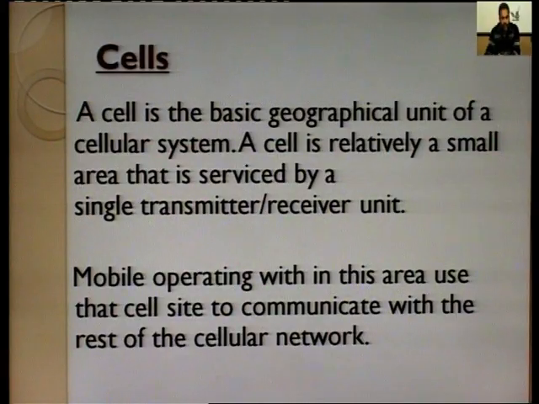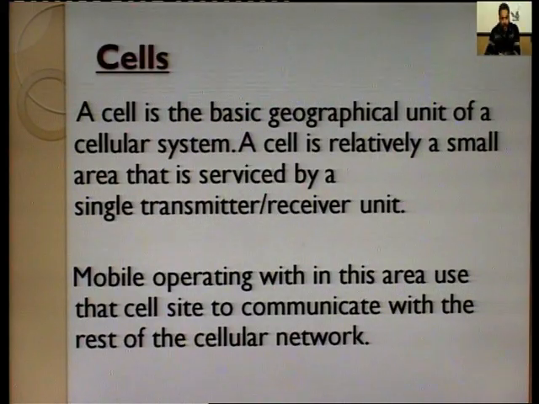Now, in this cellular system, let us first discuss what a cell is. A cell is the basic geographical unit of a cellular system. It is the basic unit allotted to the geographical area which we are going to cover in this cellular system. A cell is relatively a small geographical area served by a single transmitter or receiver unit, which provides services to the mobile phone users of that area.